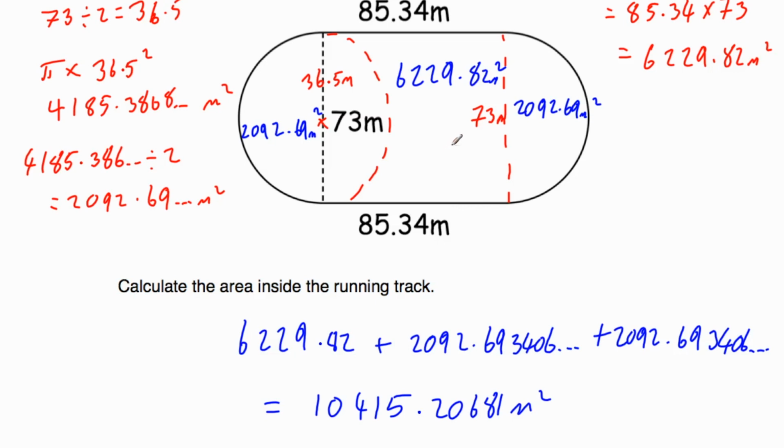Now in this question, I could have done it in a slightly different way. I could have found the area of the rectangle, which we did, and then instead of finding the area of each semicircle and then adding them all together, what I could have said was this semicircle and this semicircle would join together to make one circle. So I could have just added together the 6,229.82 and the area of the whole circle, because rather than halving it and then adding it to itself, we could have just added those two together and it would have given us the answer as well. Okay, let's have a look at our next question.